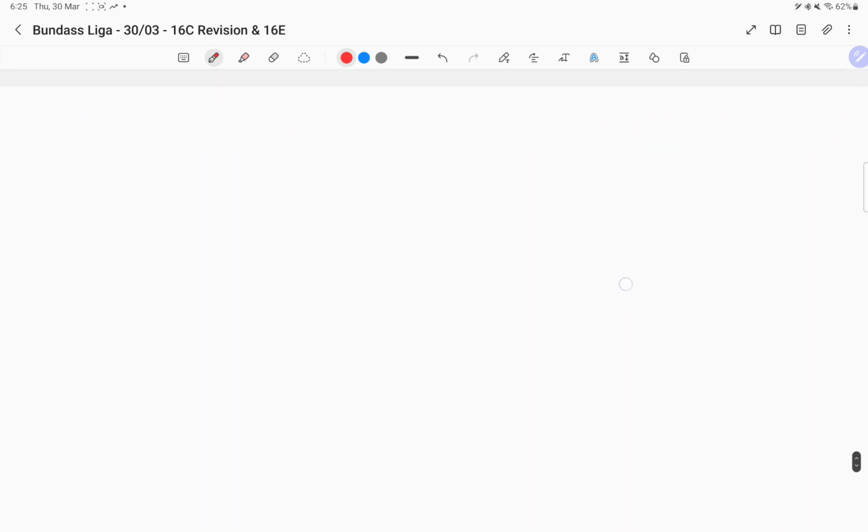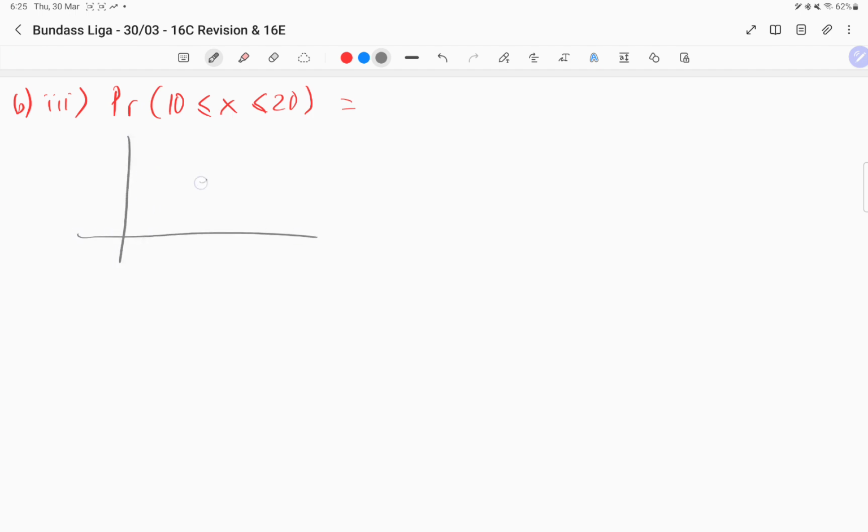Now, the third example, B3. Probability of 10 less than or equal to x less than or equal to 20. So what do you think, in the big F notation, what would this be? Give you a hint. Look at the graph. So same thing, like that, and this is 10, and this is 20, and the graph keeps on going, and this is 5 here. We want the area between 10 and 20.